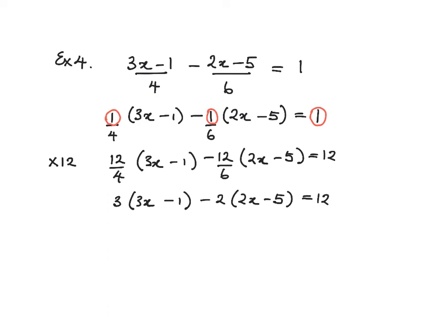We can now expand the brackets. We don't have any fractions to worry about. 3 times 3x is 9x, so that's 9x, take away 3. Minus 4x, be careful, we have minus 2 times minus 5, which is a plus 10.